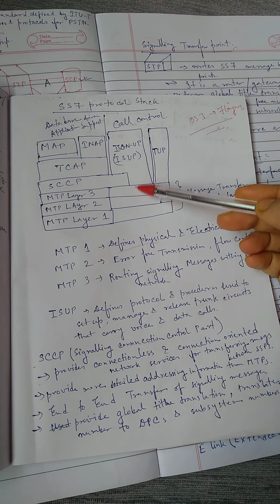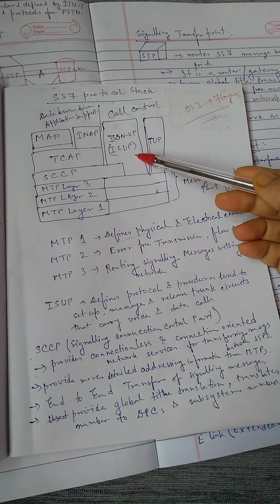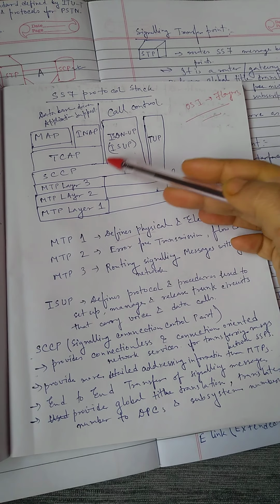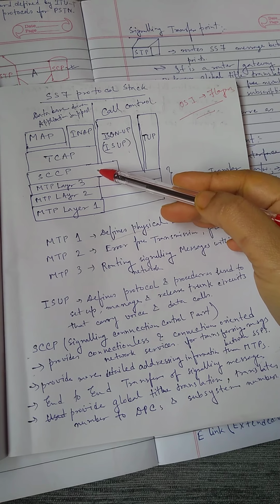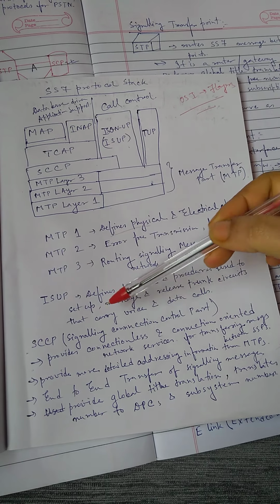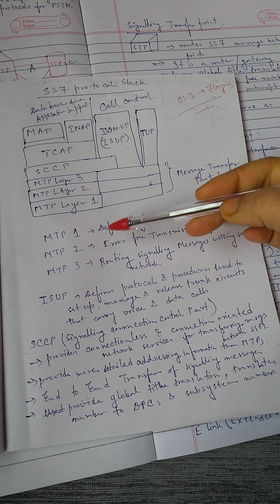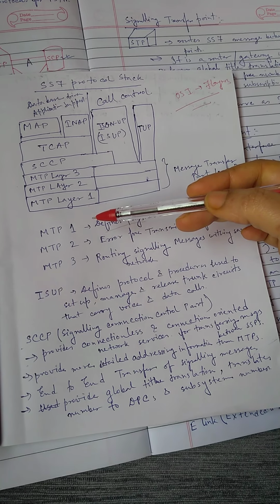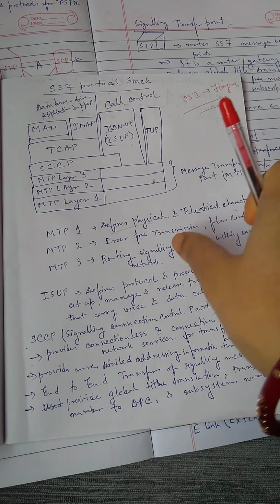Next comes ISUP. It defines the protocol and procedures used to set up, manage and release trunk circuits that carry voice and data calls. SCCP is the fourth layer. It provides connectionless and connection-oriented network service for transferring messages, provides more detailed addressing information than MTP, end-to-end transfer of signaling messages, and provides global title translation, which translates numbers to DPCs and subsystem numbers.